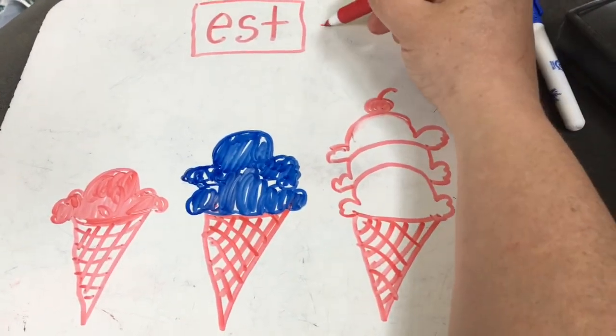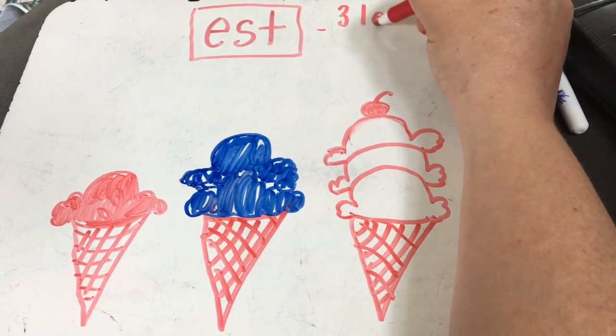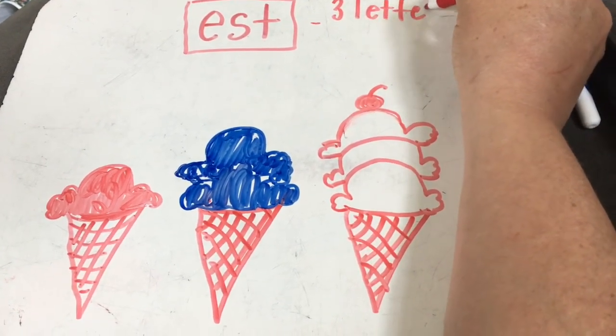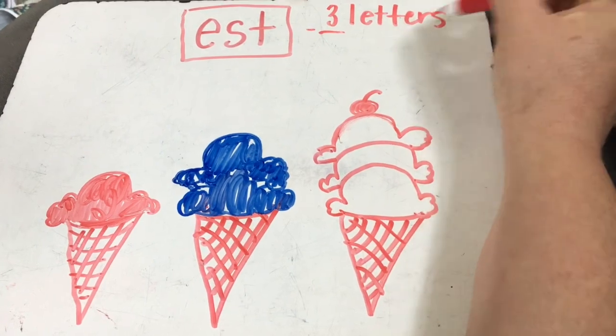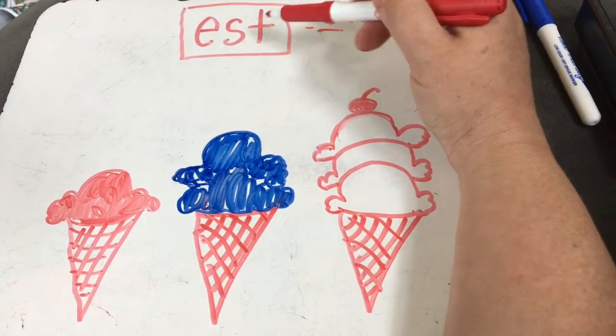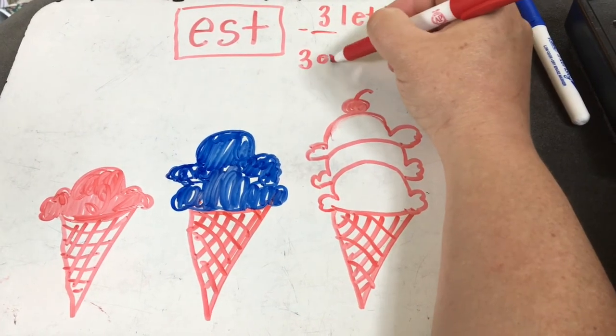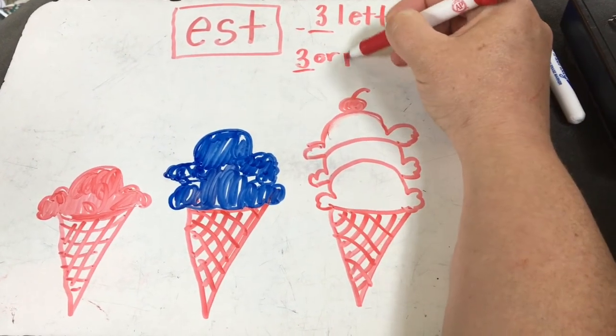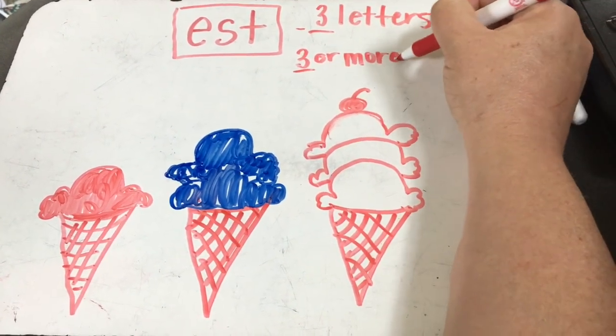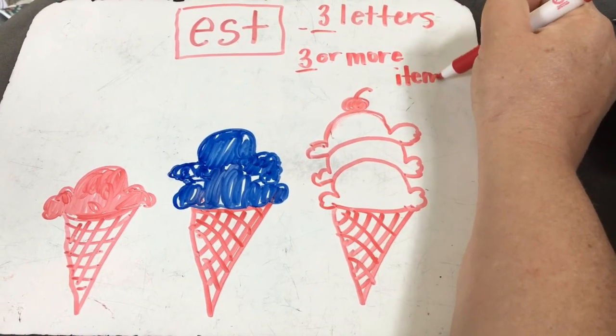All right, now we're going to talk about EST. Look at this. EST has 3 letters, okay? We're going to use EST when we are comparing 3 or more items.